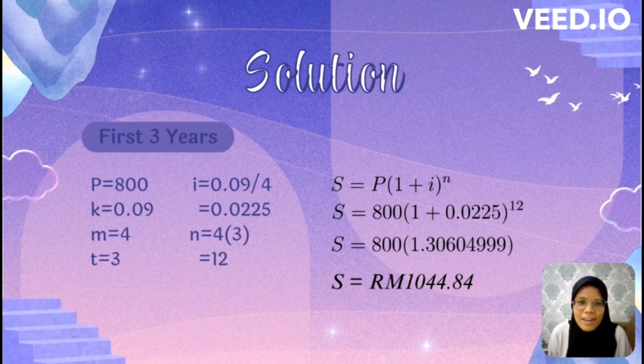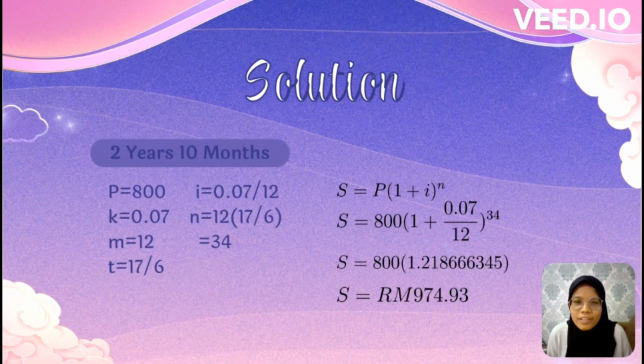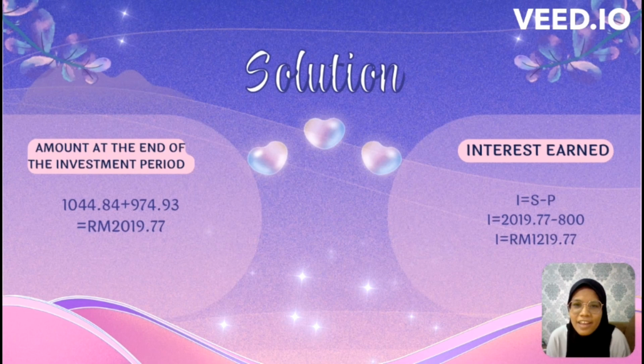So the answer is RM1044.84. Now we will calculate for the rest of the period, which is 2 years 10 months. We will use the same formula. P is equal to 800, i is equal to 0.07/12, n is equal to 34. So the answer is RM974.93. The amount at the end of the investment period is RM1044.84 plus RM974.93, which is equal to RM2019.77.